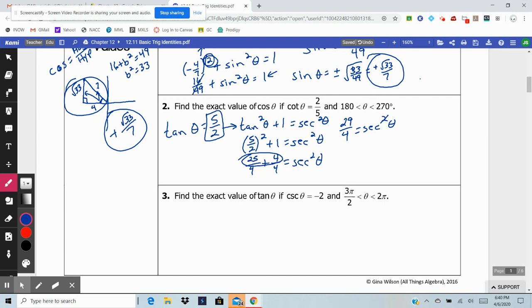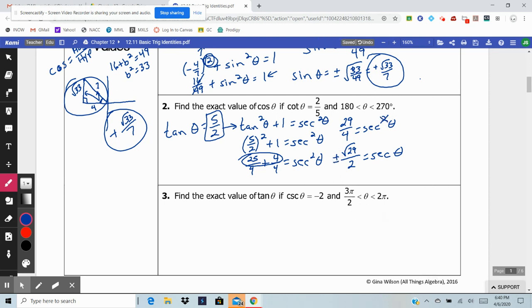To undo a square, we're going to square root. So that's going to give me the square root of 29 over the square root of 4 is equal to secant. So now I have the secant, but you've got to be careful because to undo a square, you've got to do plus and minus.